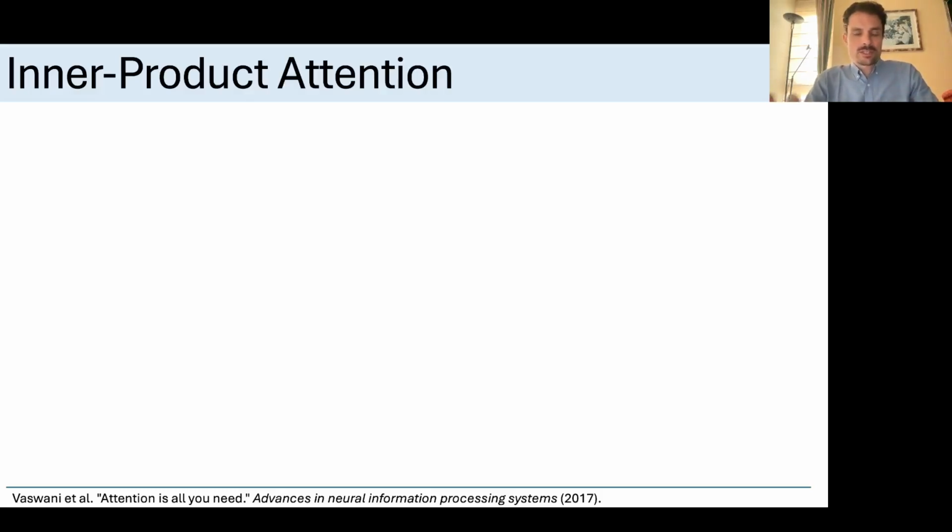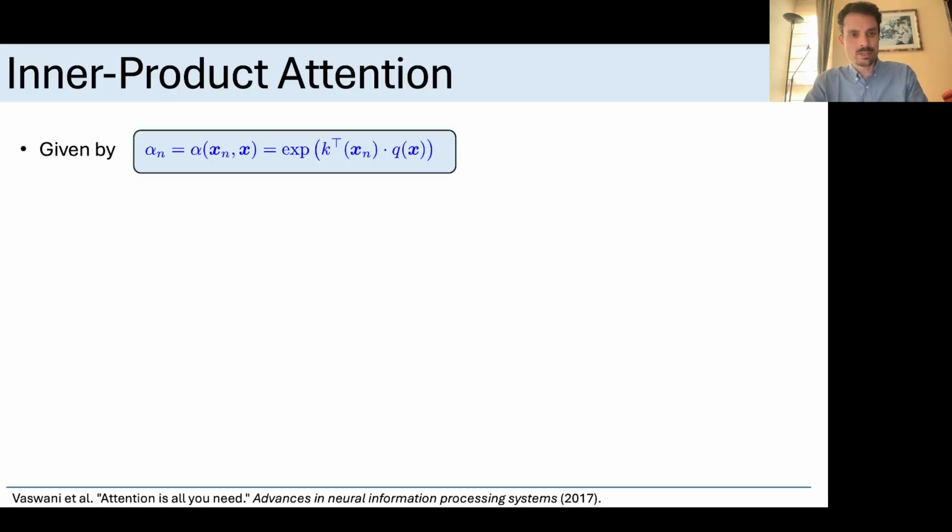So now we have arrived at the most important slide of this presentation. This is the real deal. This is the fundamental reason behind the progress in AI in the last few years. I am talking about inner product attention, which prescribes that the attention weights are given by the exponential of the inner product between these two vectors.